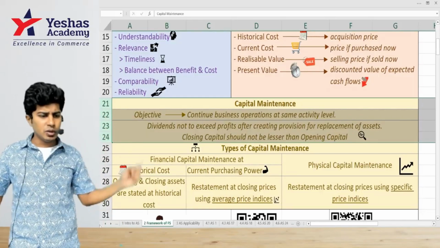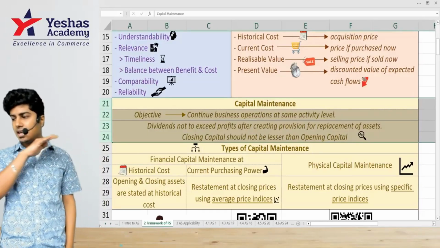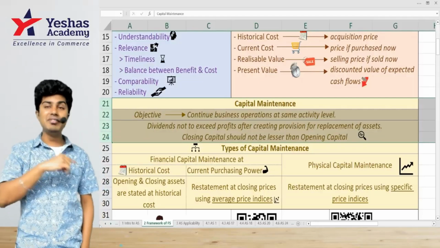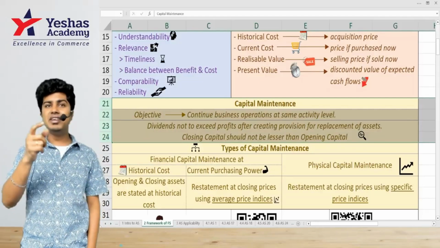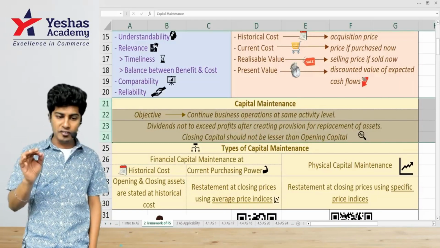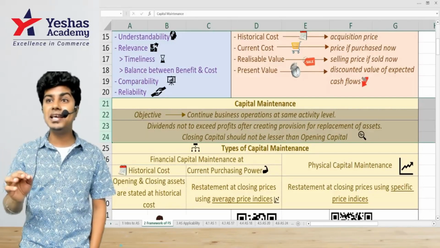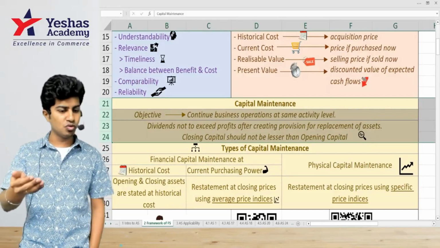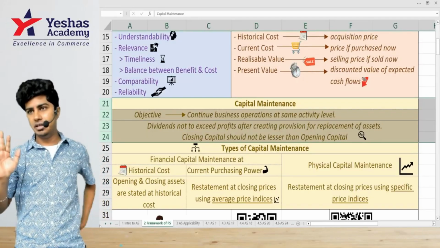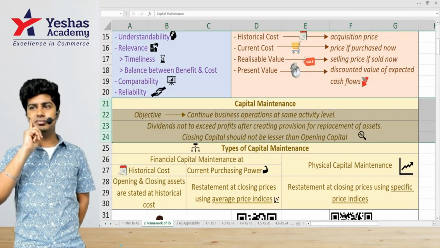Did you understand? Now read that objective. Continue business operations at the same activity level, if not at upper, at least at the same level. What about dividends? Dividend is nothing but drawings, not to exceed profit after creating provision for replacing the assets at the end of their useful life. Closing capital should not be lesser than opening capital. You should not be worse off than how you started in the beginning.